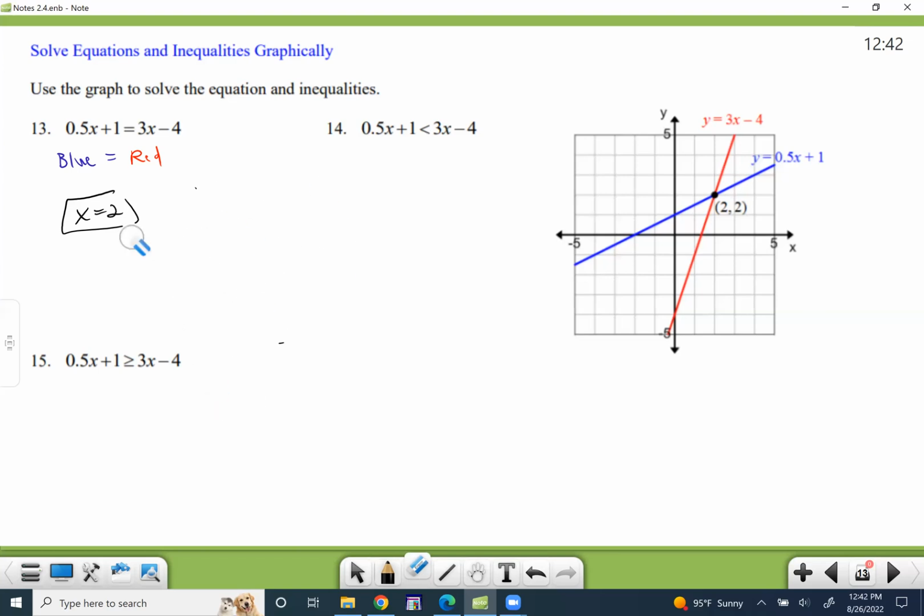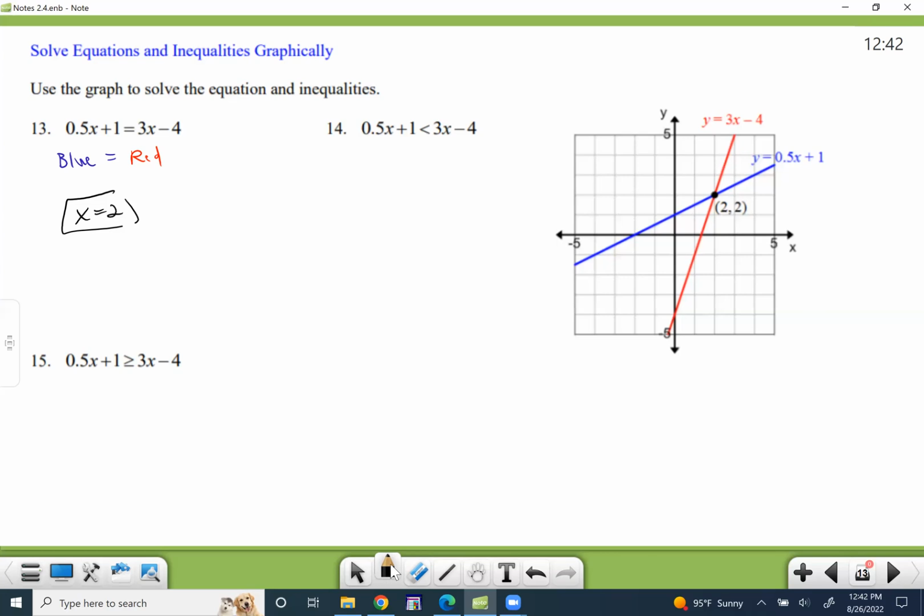So that's why you need to answer it the way that I show you over here, x equals. If you put down 2, 2 as an ordered pair, I'd have to mark you off because that's not what we're looking for here. We're looking for x's only, you guys, x's only.